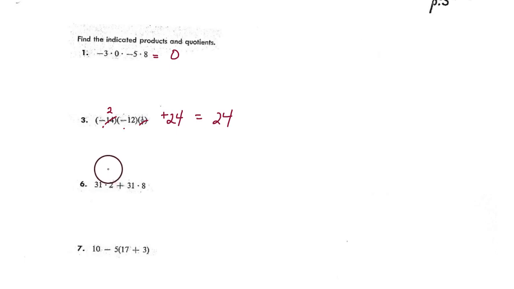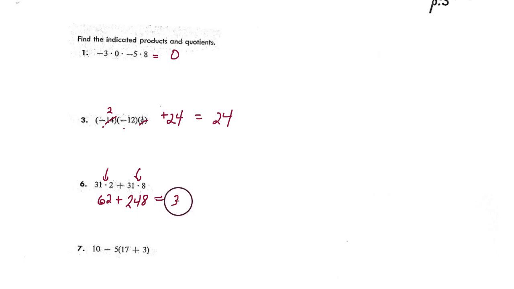Number 6, we have multiply and we have adding. So you need the order of operations. Multiply comes before any adding. 31 times 2 is 62, and 31 times 8 makes 248. That was done with the help of a calculator. Now add those together. This makes 300.